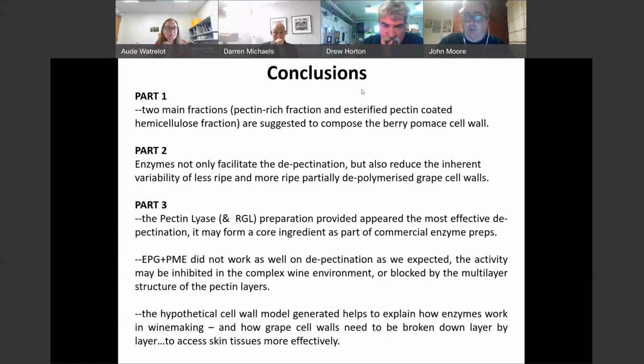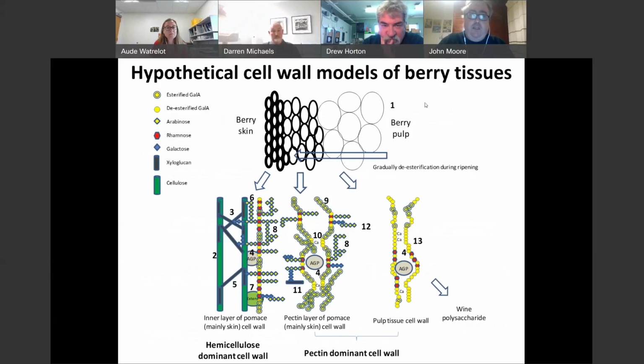The endopolygalacturonase and the pectin methyl esterase did not work as well on depectination as we expected. So this activity may be inhibited by the wine environment or by the complex multi-layer component of the pectin material. So we developed a hypothetical model which might explain how the enzymes work in the context of winemaking. And we published this. As you move progressively closer to the skins, your pectin layers become more complex and tightly associated with the hemicellulose components of the skins, and they become progressively more difficult to break down.